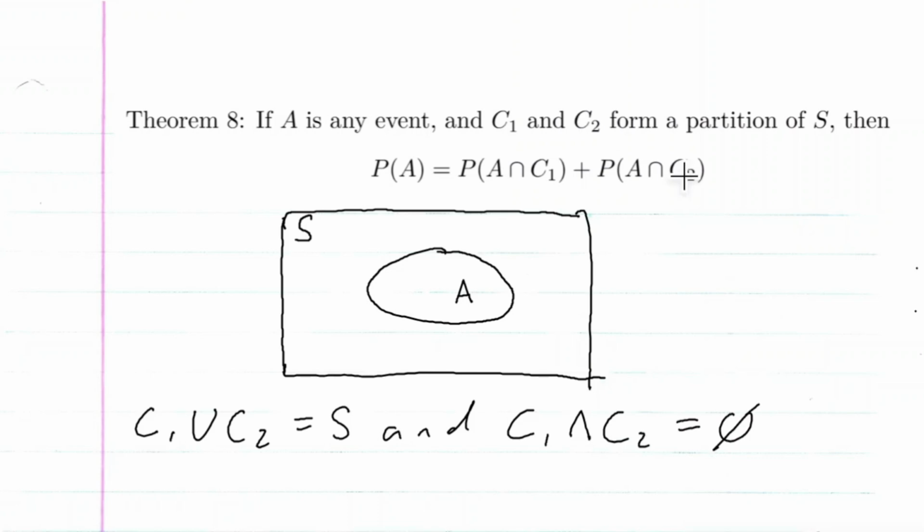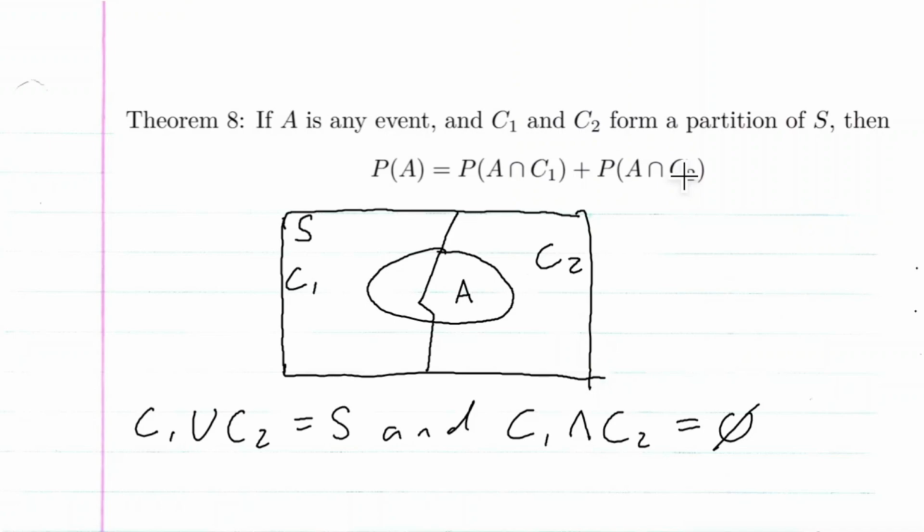So it'll look something like this. So this is C sub 1, and let's say this is C sub 2. So notice their union is equal to S, and they don't share any elements because this line indicates their separation. So that means that they share no elements. So this is what it means to form a partition of S.